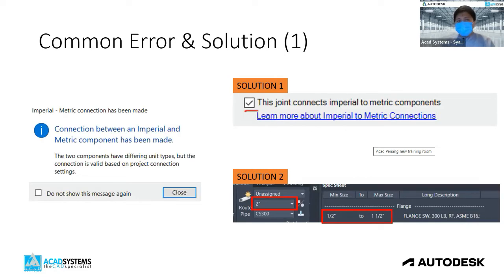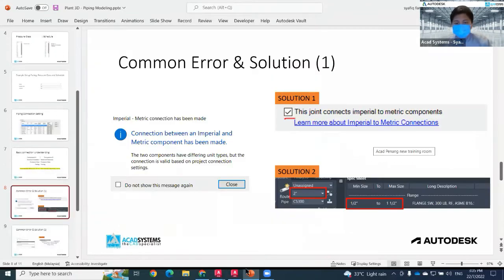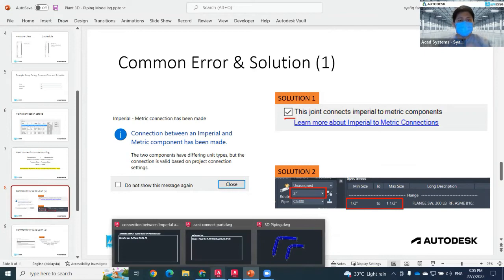So I would like to show you the most common errors and solutions. For the first error, a connection between imperial and metric has been made. This is one of the most common things that you will see. For the first solution, you can change the joint to connect imperial and metric components, and for the second solution, you can also check the size that you use. I will go directly to the software to demonstrate the error.